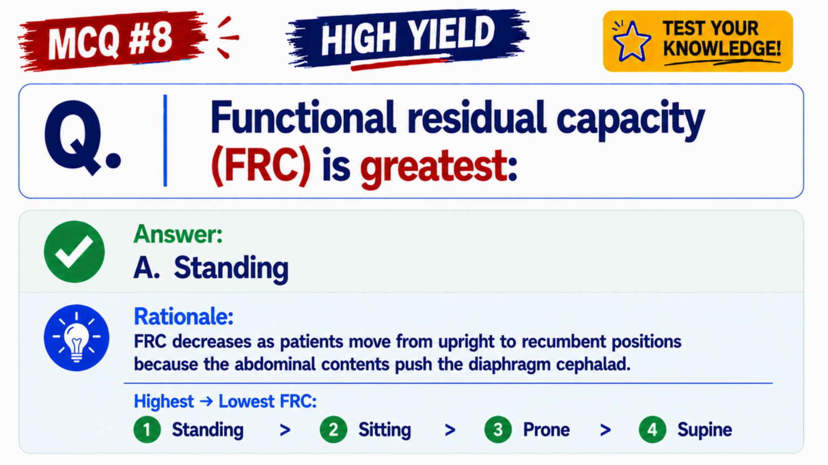One reason obese, pregnant, and critically ill patients desaturate so rapidly at induction of anesthesia: their FRC is already compromised before you give a single drug. Standing to supine, FRC falls every step of the way.